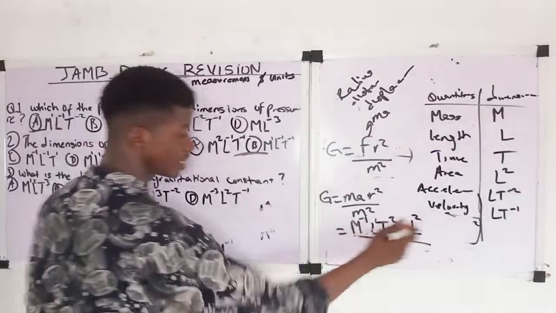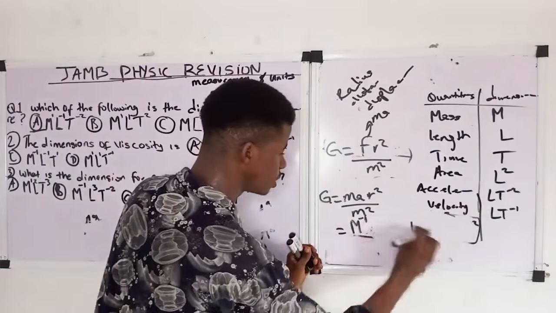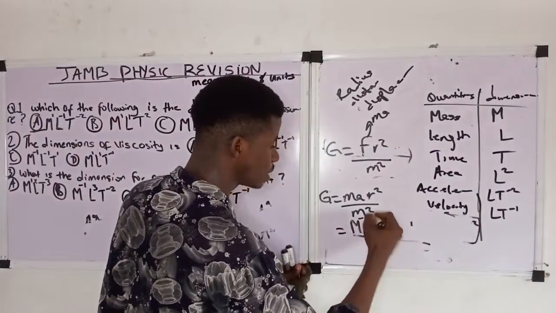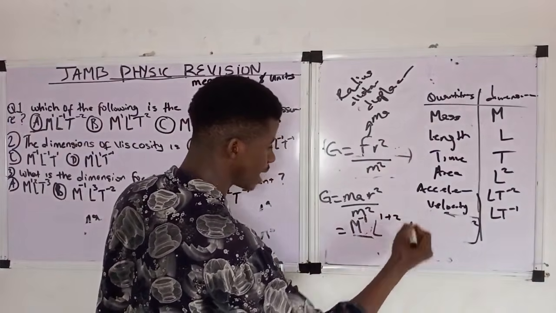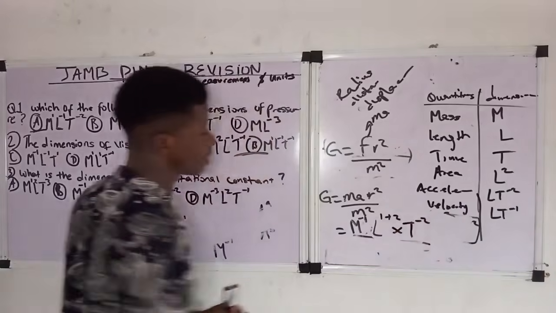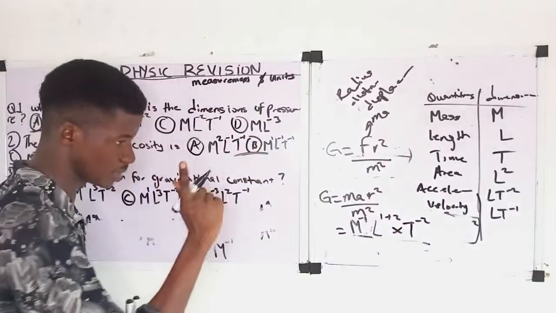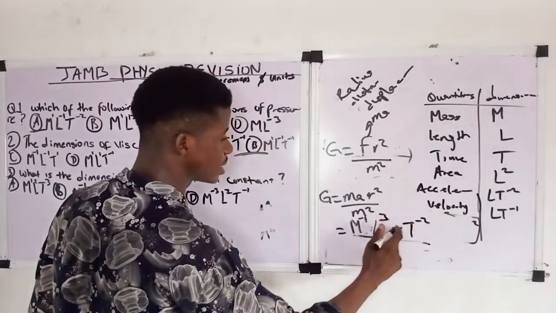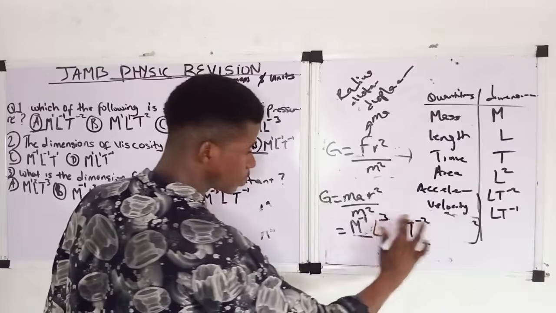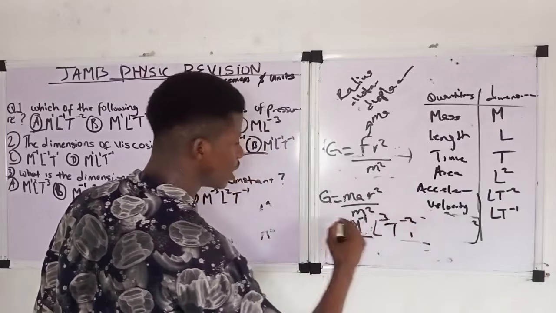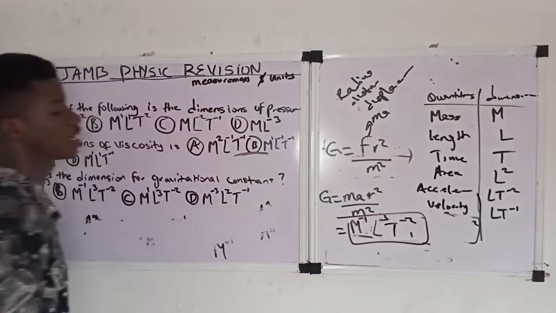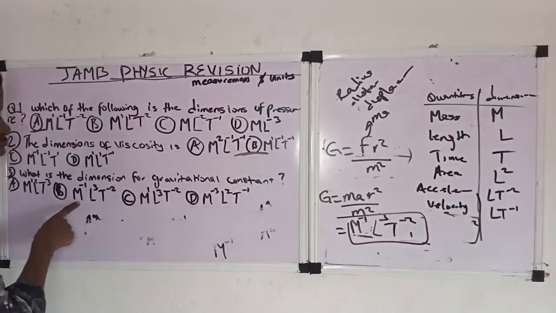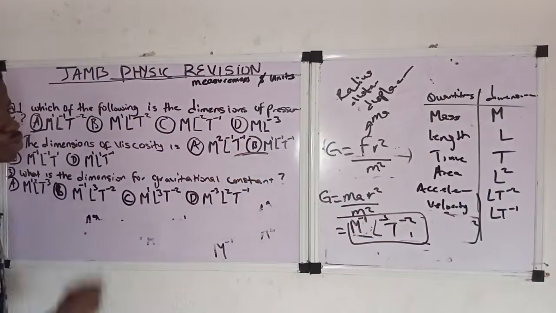So we take one of the base, we add their power. Don't forget about the T raised to the power minus 2. L1 plus 2 is what? Is 3, right? Then times T raised to the power minus 2. So this is the dimension for gravitational constant: M raised to the power minus 1, L raised to the power 3, T raised to the power minus 2.